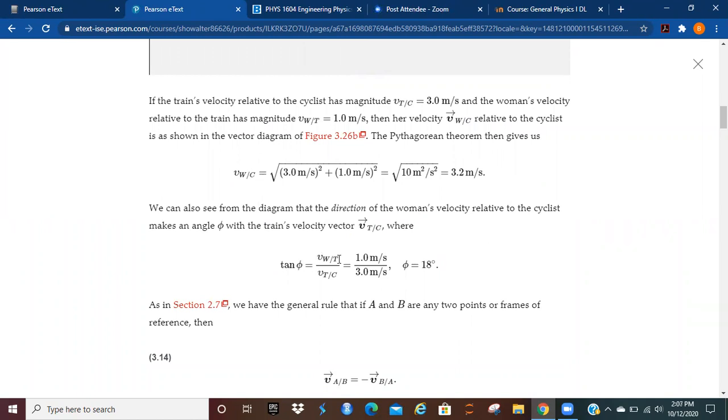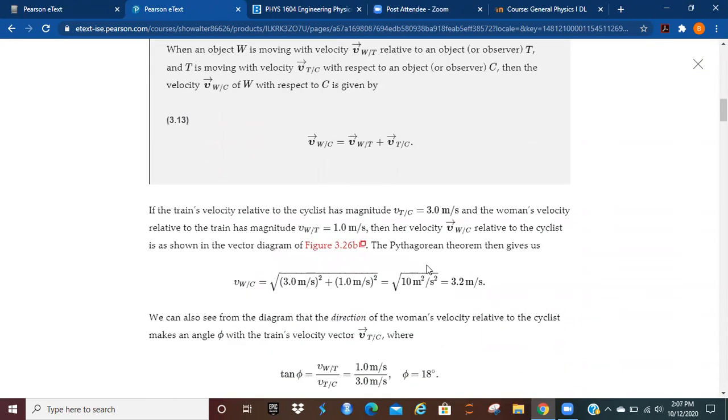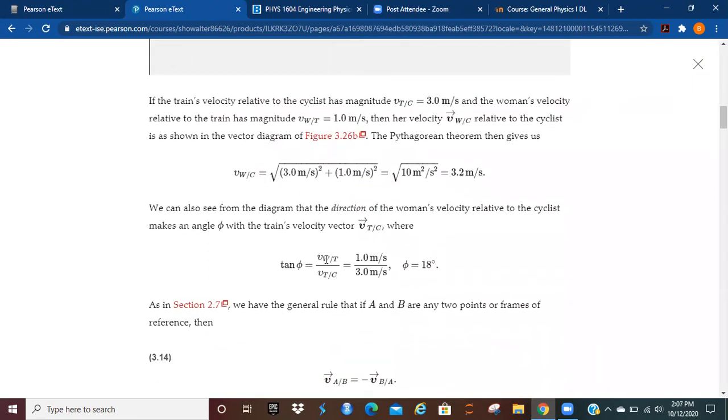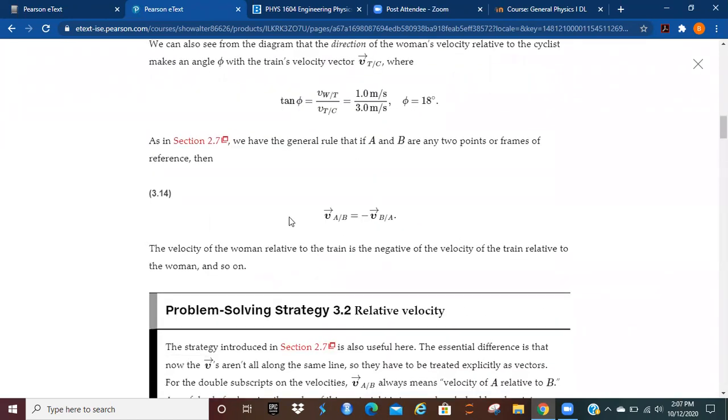The tangent of the angle that is made here is going to be the velocity of the woman with respect to the train divided by the velocity of the train with respect to the cyclist. So it turns out to be 18 degrees. And the general rule is that if A and B are any 2 points in the frame of reference, then the velocity of A with respect to B is going to be equal to the exact opposite of the velocity of B with respect to A.